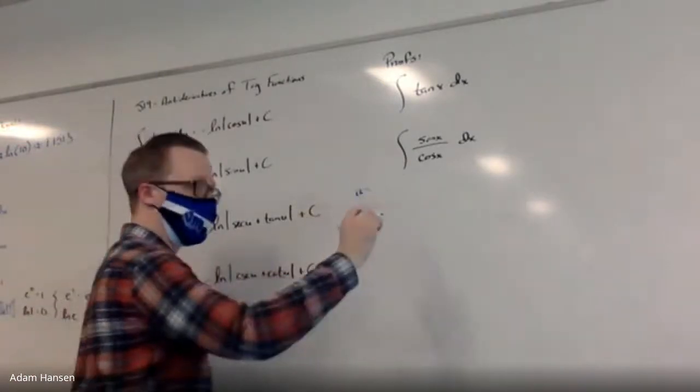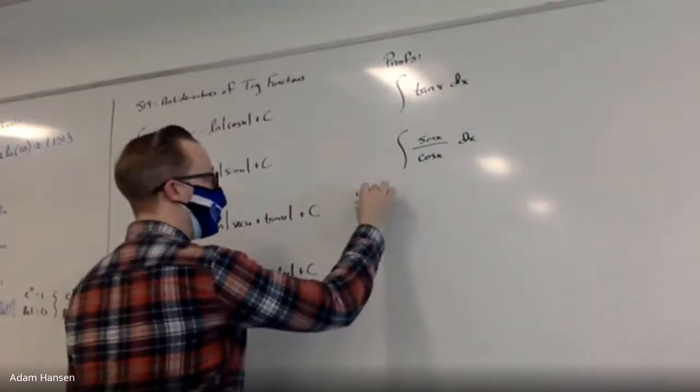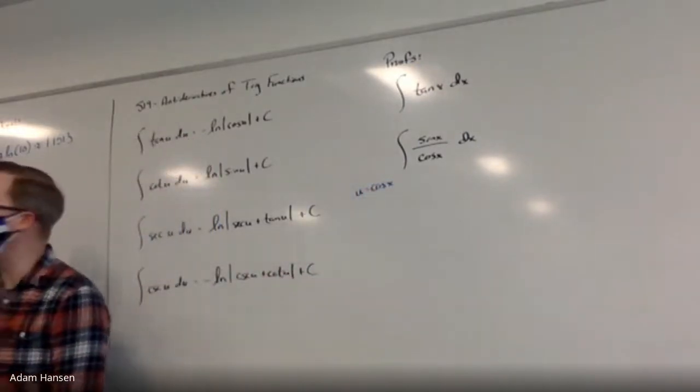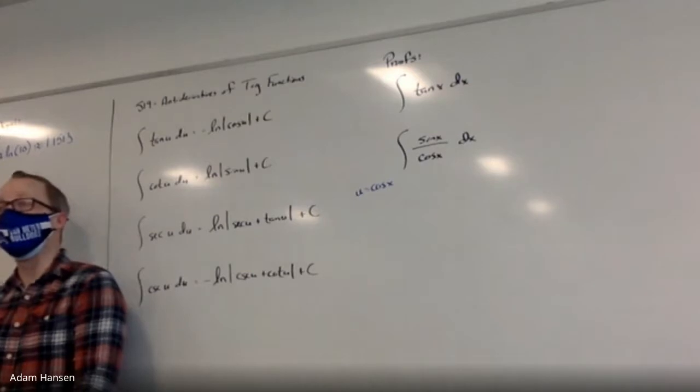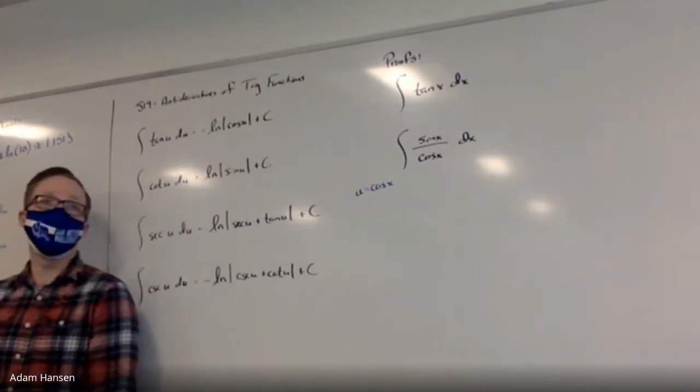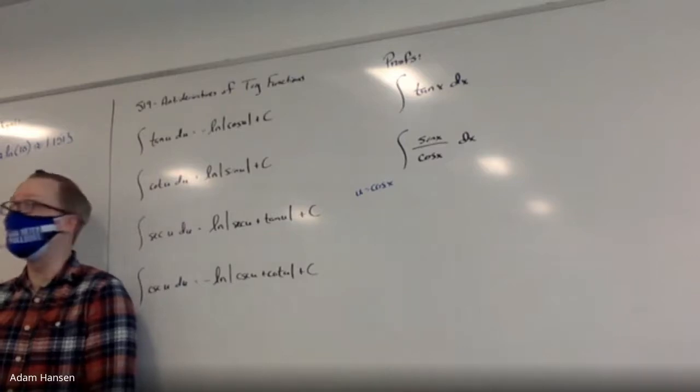Take a wild guess. You've got kind of a 50-50 shot. It's either the top or the bottom. And like I said, I'm trying to use the natural log antiderivative. The antiderivative of 1 over u du is natural log of the absolute value of u plus c. So it would make sense to me to put u on the bottom.